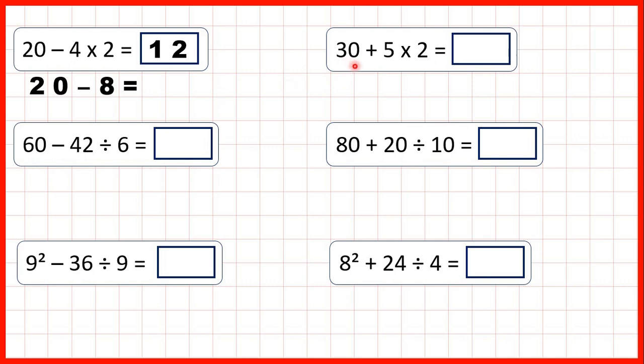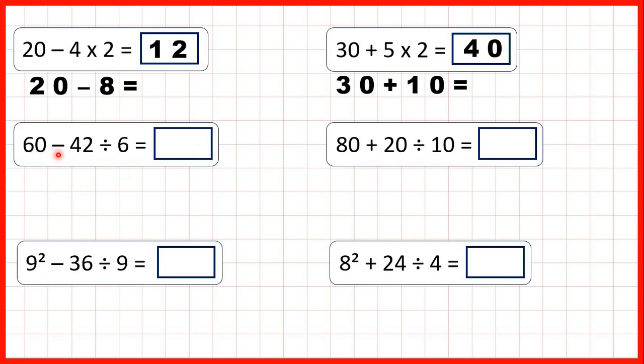Now we have 30 plus 5 times 2. Again, we need to remember that we multiply before we add. 5 times 2 is 10, so we need to work out 30 plus 10. That's 40, so that's our answer.